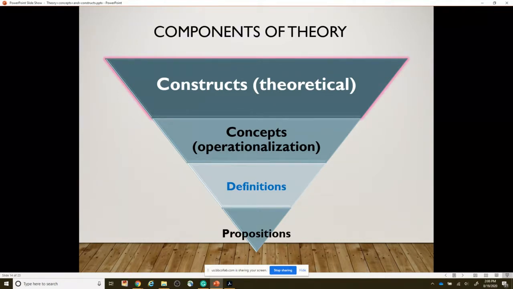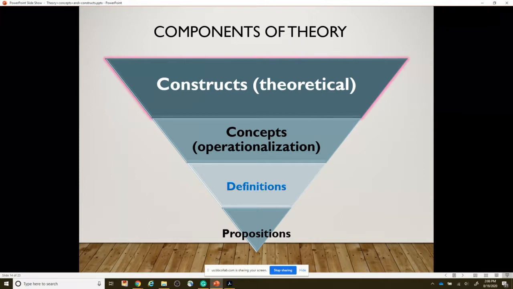So a concept could be considered pain, and you would say pain as measured by a Likert scale of 0 to 10, from no pain to most pain. That would be the type of thing in terms of operationalizing something. There are a lot more scientific ways of doing things. However, that's just a quick example.